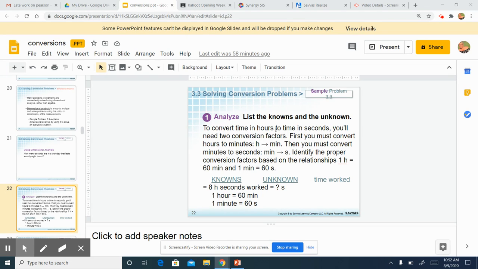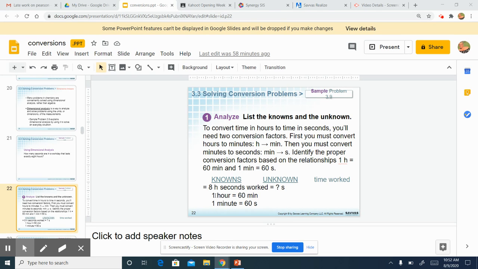So it says to convert time in hours to time in seconds, you have to use two different conversion factors. One is to convert from hours to minutes and then minutes to seconds. So first you convert hours to minutes and then minutes to seconds. Identify the proper conversion factors based on the relationships. 1 hour equals 60 minutes and 1 minute is equal to 60 seconds. So 8 hours and seconds worked, that's what you know and what's unknown.